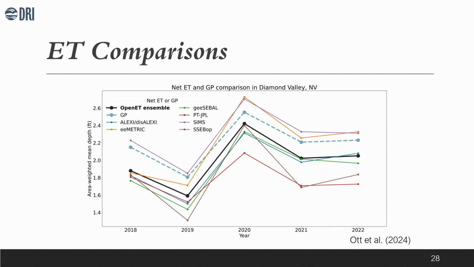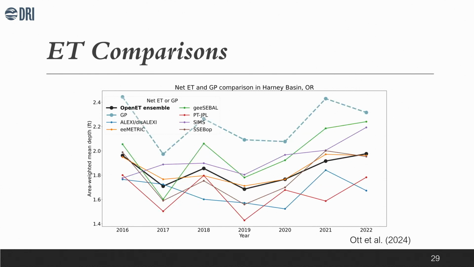And finally, we did some comparisons of the consumptive use with the groundwater pumping. In Diamond Valley, we find, like most of the models, the trends agree with the groundwater pumping, which is here. And then the OpenET ensemble gives the best metric. And also in Harney Basin, we find that the OpenET ensemble is performing the best.